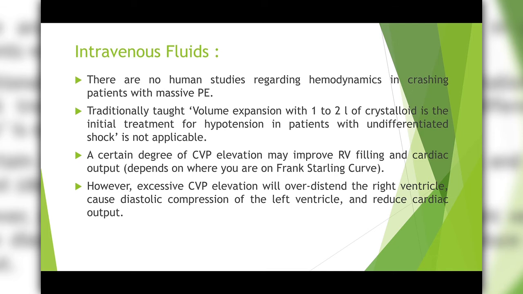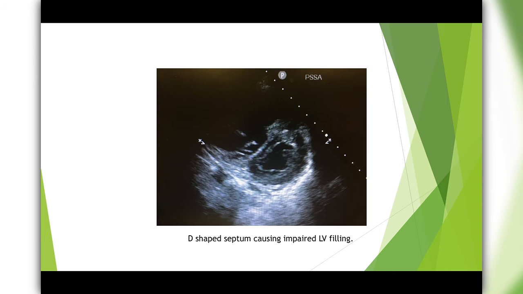As explained in the pathophysiology earlier, excessive CVP elevation will over-distend the right ventricle, causing diastolic compression of left ventricle and reduce cardiac output. In this picture, you can see the D-shaped septum causing impaired LV filling.